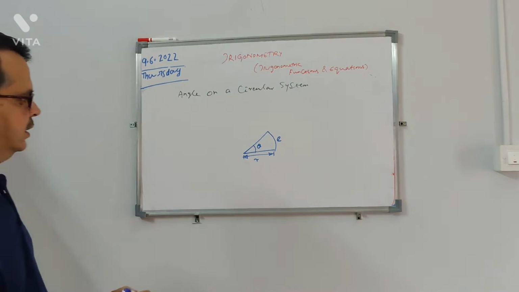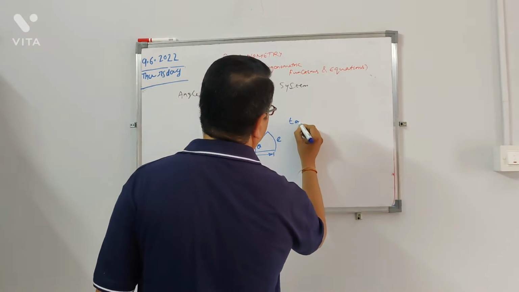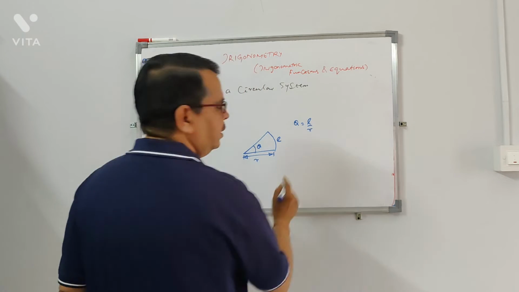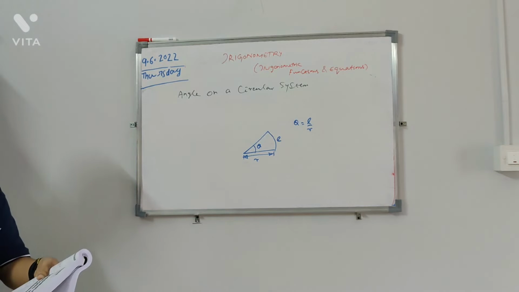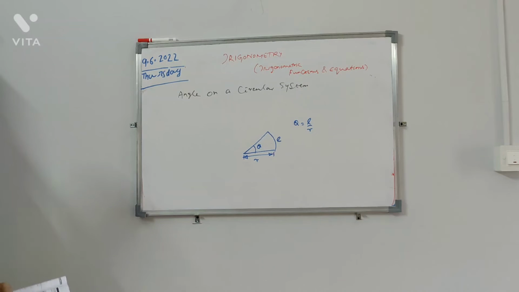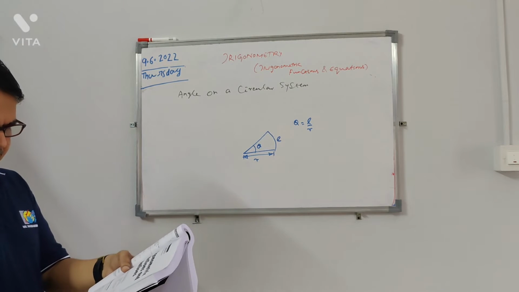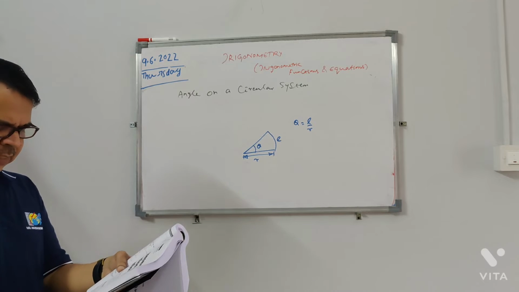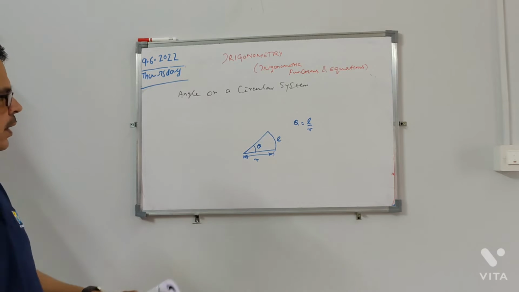Then theta is equal to L by R. So what is the angle in the case of a circular system? It is L divided by the radius. So if the length of the arc is equal to the radius of the circle, then the angle subtended at the center of the circle will be 1 radian.